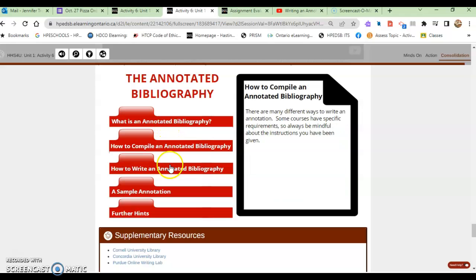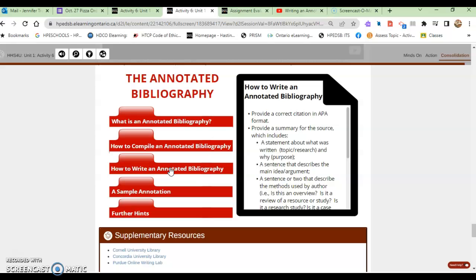In terms of how to write an annotated bibliography, at the very beginning, you're going to provide a correct citation in APA format. So you're going to take that source, whatever source you find. Say I found a news article on poverty. I'm going to use the source information and use an APA citation generator or the guide in order to correctly create a reference list entry or citation of this source in APA format.